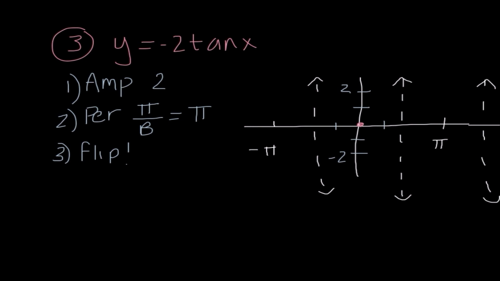Tan, I know, always starts at the origin. And since the amplitude is 2 and it's flipped, halfway between the origin and our asymptote, I'm going to go down 2 and to the right one, and I'm also going to go up 2 to the left one. So this is a sketch of what my graph would look like. So I went ahead and I graphed 2 periods of this tangent function.